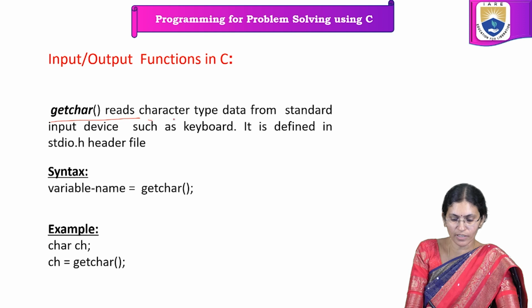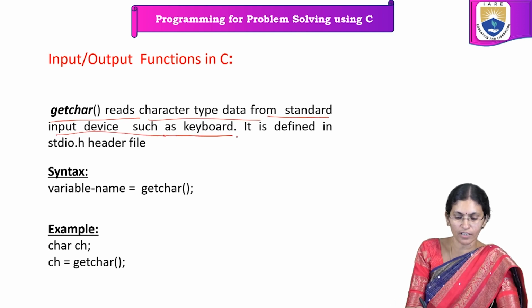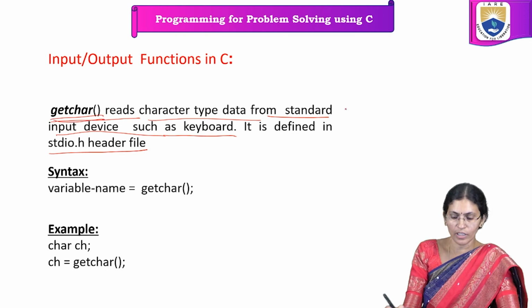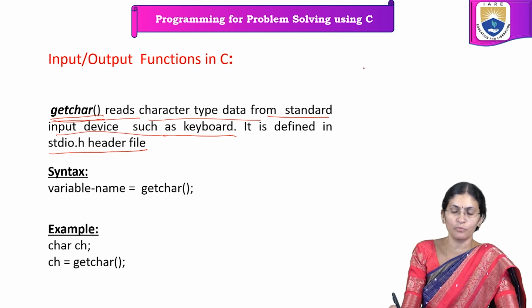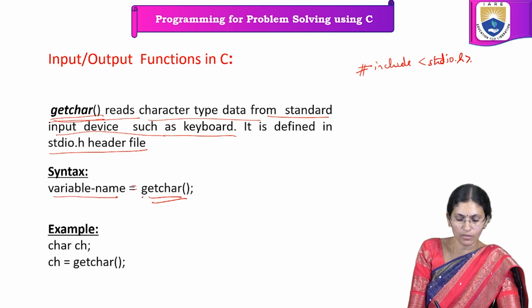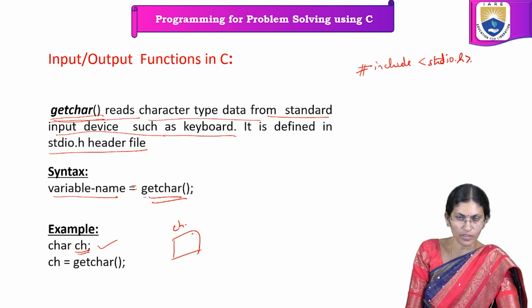The getchar function reads character type data from the standard input device, that is the keyboard. It is defined in the stdio.h header file, so in order to make use of this function, we need to include the stdio.h header file in our program. Next, the syntax: variable name is equal to getchar function, followed by a semicolon. For example, char ch: here we have defined a variable which will store character type data, and getchar is used, so whatever the return value of this function is gets assigned to the variable ch.